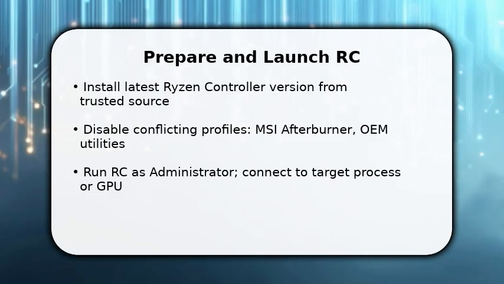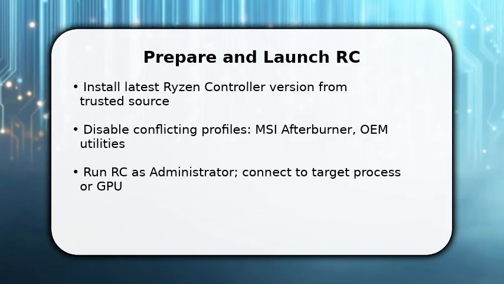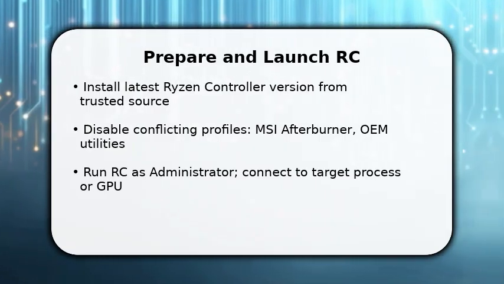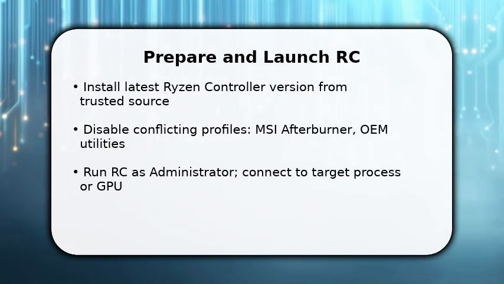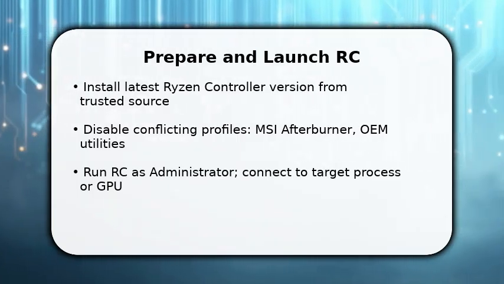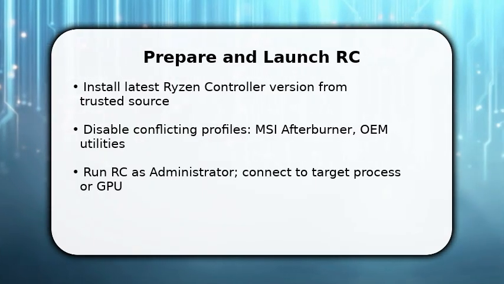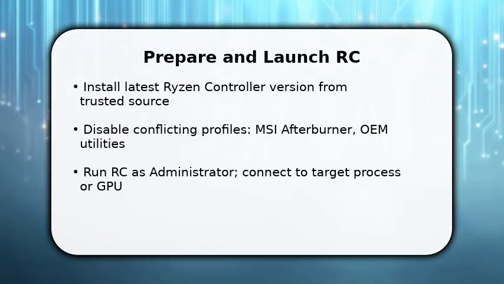Enjoy the video. You start by installing and launching Ryzen Controller. Make sure you run it as administrator so settings apply system-wide. Once done, close any GPU or CPU tuning utilities that conflict, because they can override profiles. You then select the target process or system mode to control. This tells RC where to apply curves.